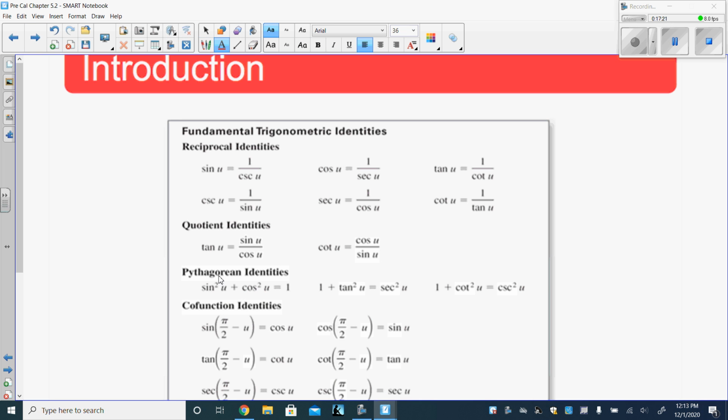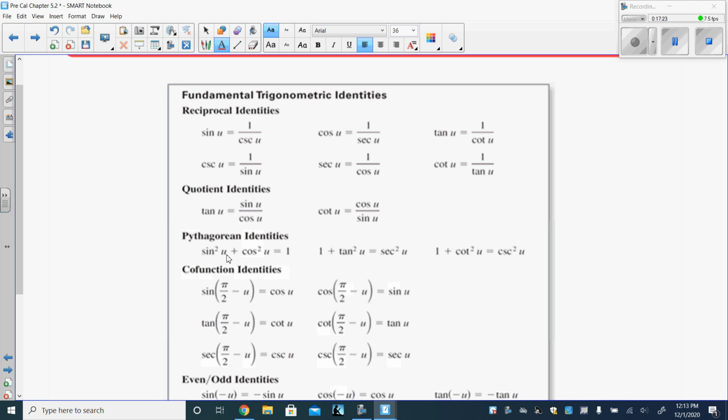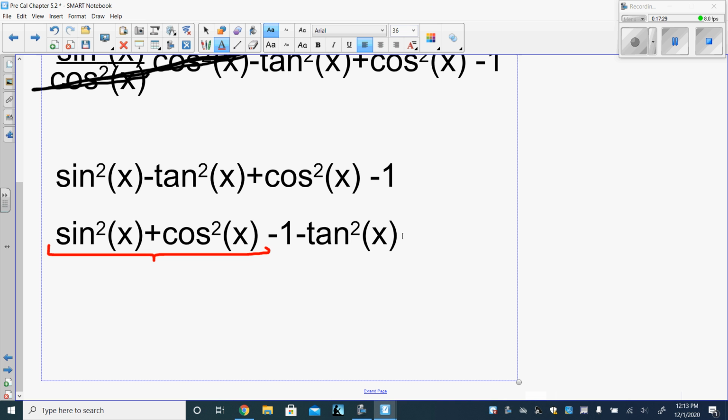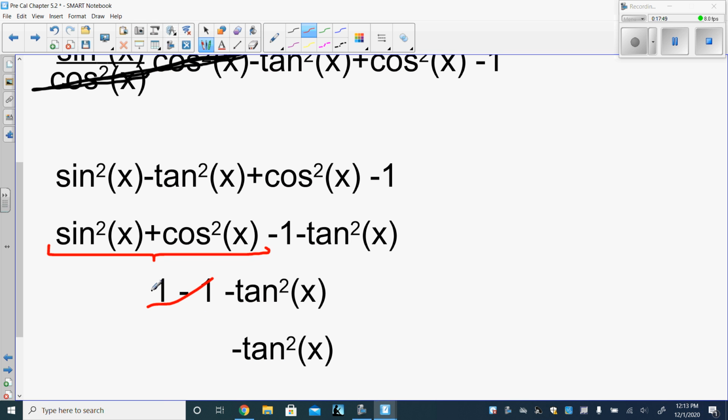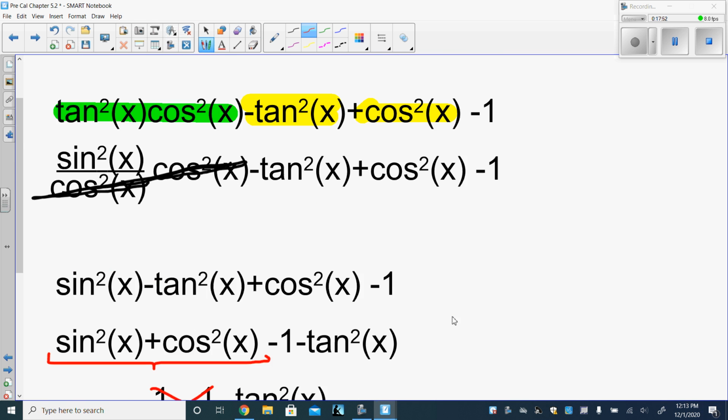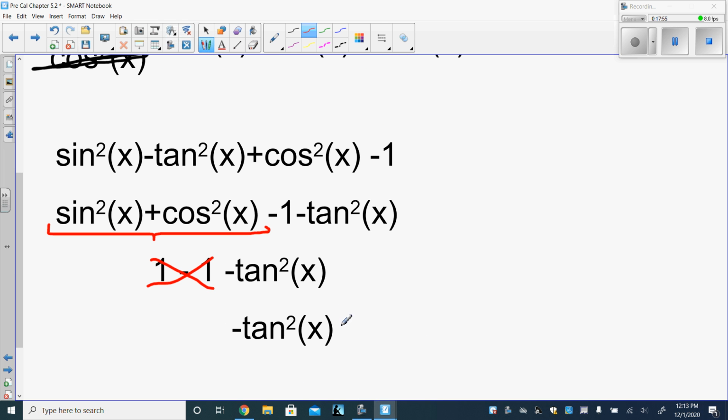And if we remember or look back at our identity sheet, sine squared plus cosine squared is equal to 1. So what that means for me is that I can rewrite this entire thing as 1 minus 1. Well, 1 minus 1 will cancel out, leaving me with just negative tangent squared of x. And what did we want? Negative tangent squared of x. So we verified that this does work. So again, it's just manipulating these equations so that we get what we want.